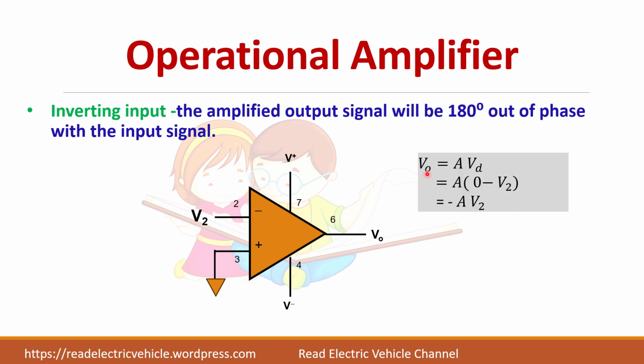So V0 is equal to A into Vd. That's what we have seen. Here V1 is 0, because it is grounded. So 0 minus V2, you will get V0 is equal to minus A into V2. This is the output in case you are using only inverting input and you are grounding the other input.